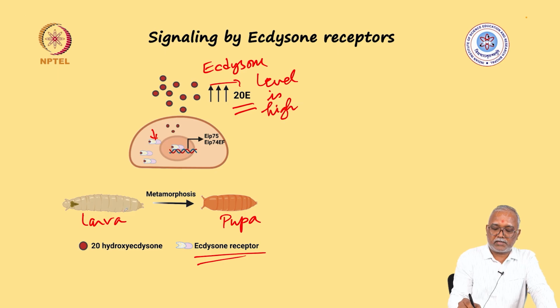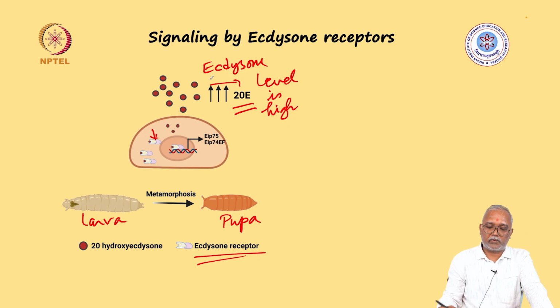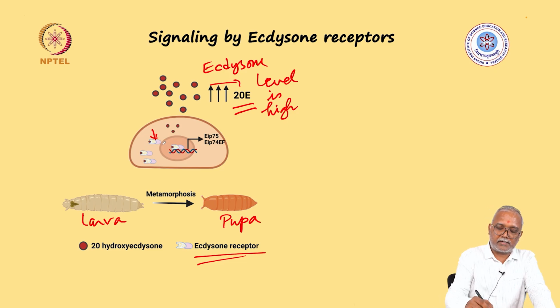When this transition is required for metamorphosis, you will need more levels of ecdysone. Once this ecdysone enters inside the cell, it binds to the receptor. This receptor now moves inside the nucleus, where it binds to the DNA and carries out transcription.